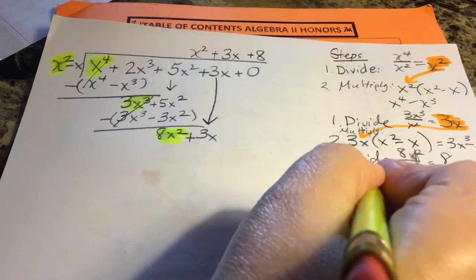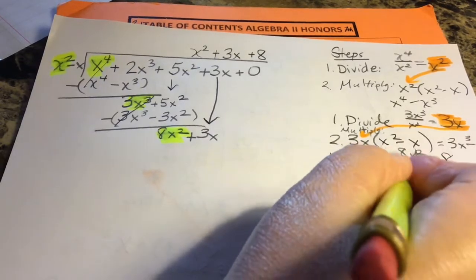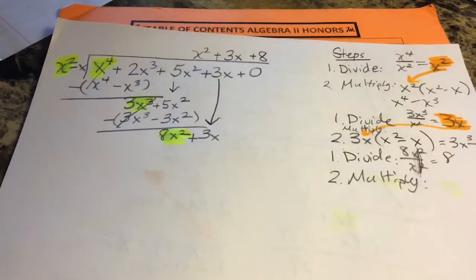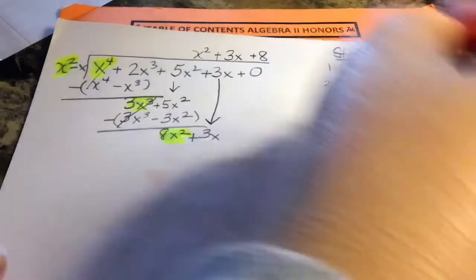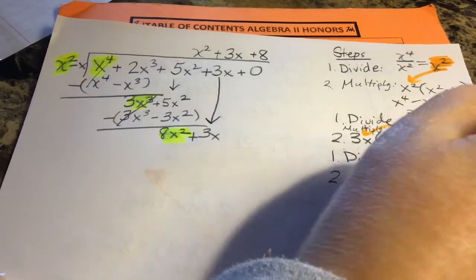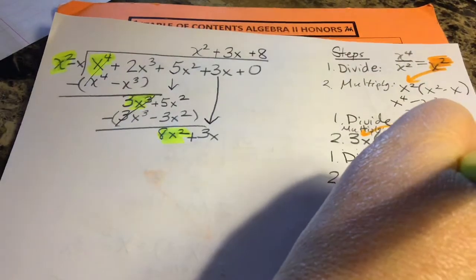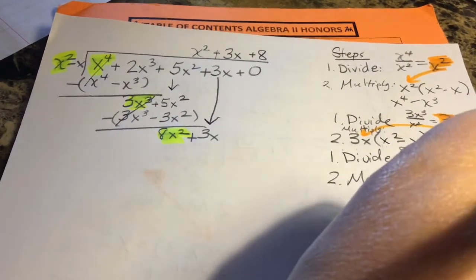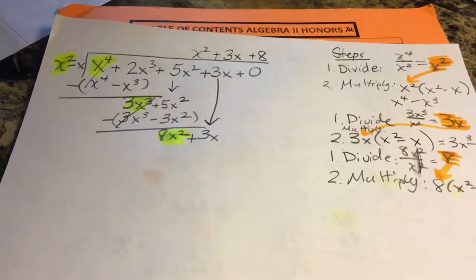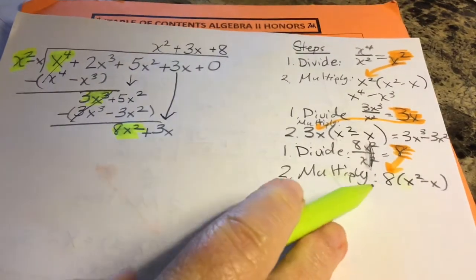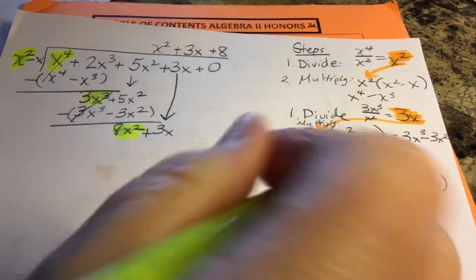Step 2, I'm going to multiply. I'm going to multiply the answer that I just got, that answer of 8, by the divisor of x squared minus x. When I distribute, I'm going to get 8x squared minus 8x.